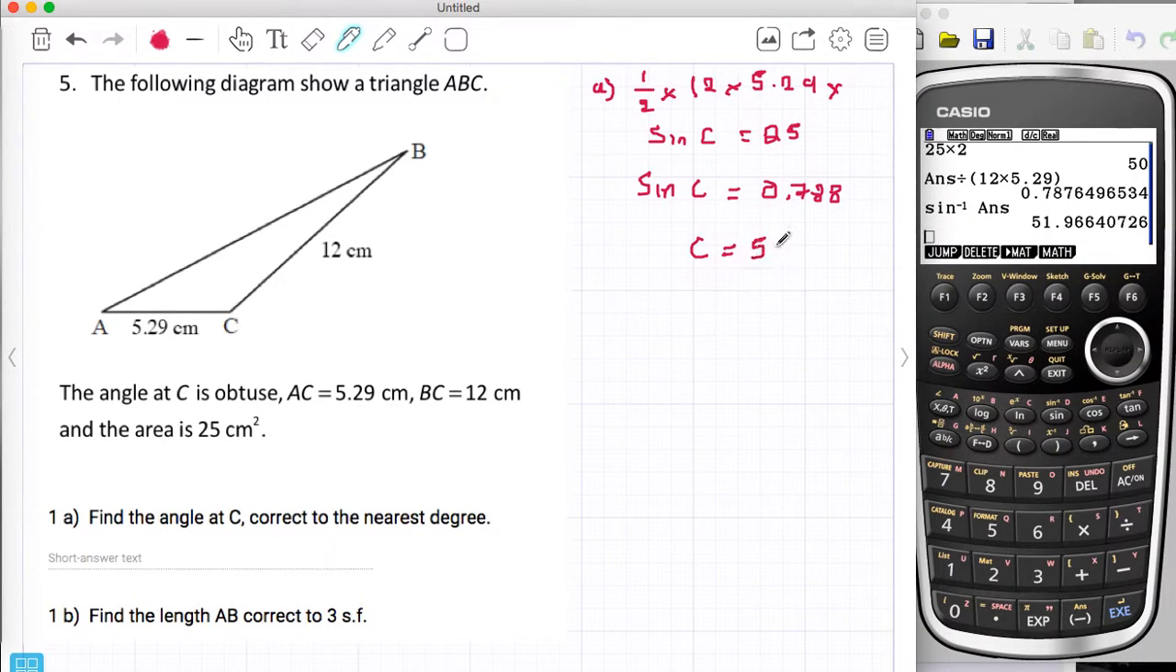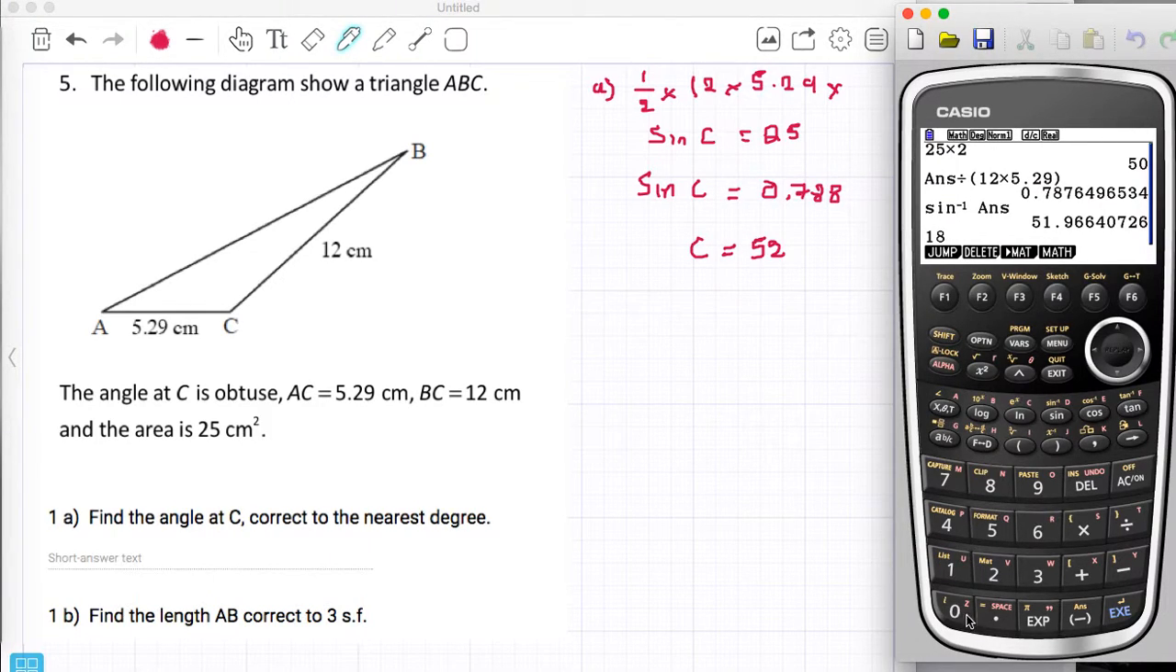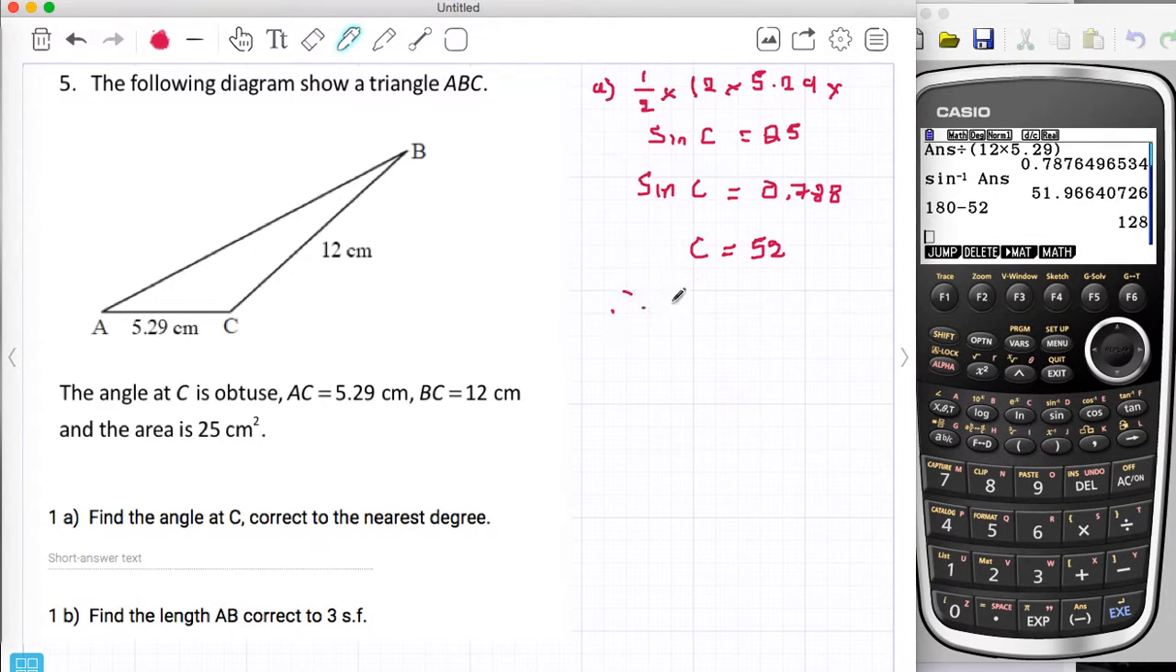But that's not obtuse. So all I've got to do now is remember that there are two answers to this. One is the acute one, and the other one I can get by doing 180 minus 52, which is 128. So the C that I want is actually 128.